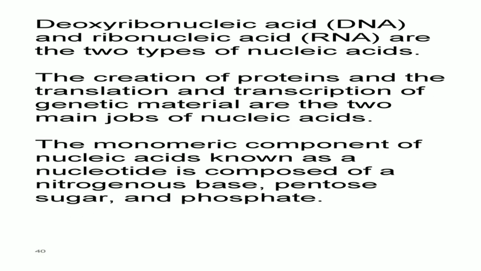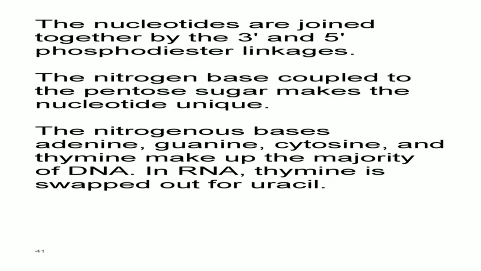Deoxyribonucleic acid (DNA) and ribonucleic acid (RNA) are the two types of nucleic acids. The creation of proteins and the translation and transcription of genetic material are the two main jobs of nucleic acids. The monomeric component of nucleic acids, known as a nucleotide, is composed of a nitrogenous base, pentose sugar, and phosphate. The nucleotides are joined together by the 3' and 5' phosphodiester linkages. The nitrogen base coupled to the pentose sugar makes the nucleotide unique.